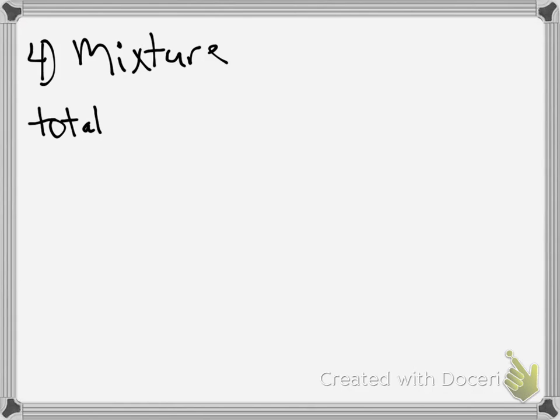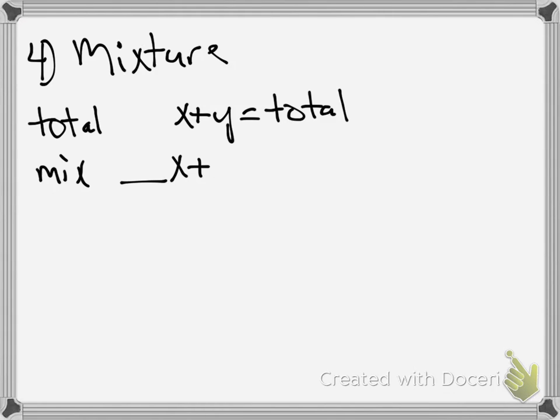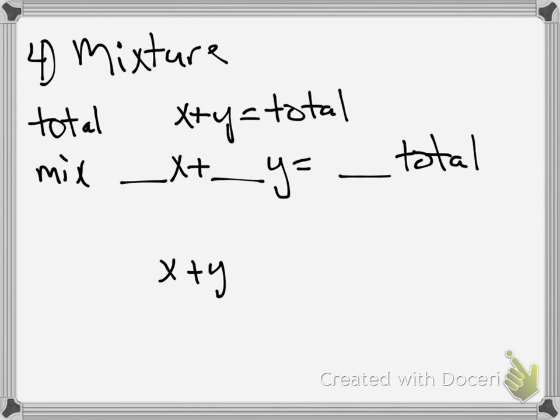Alright, next is mixture problems. Mixture problems always have a total, which is always X plus Y equals any amount. So keep in mind it should be X plus Y equals a total. Then you have a mixed equation, which is always basically the same thing. It's just that you're putting some numbers in front of the X, the Y, and the total. So for example, on number 4, it said dried raisins, and you make 36 pounds of this. So it's X plus Y equals 36.